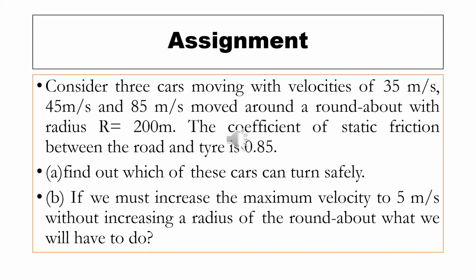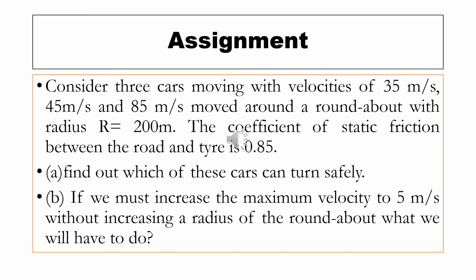Now here is the painful part. You have to do some assignment. I have just given you a numerical, and you can solve it easily. It is an easy one. Consider three cars moving with three different velocities: 35 meters per second, 45 meters per second, and 85 meters per second, moving around a roundabout which has a radius of 200 meters, and the coefficient of static friction between the tire and the road is 0.85.